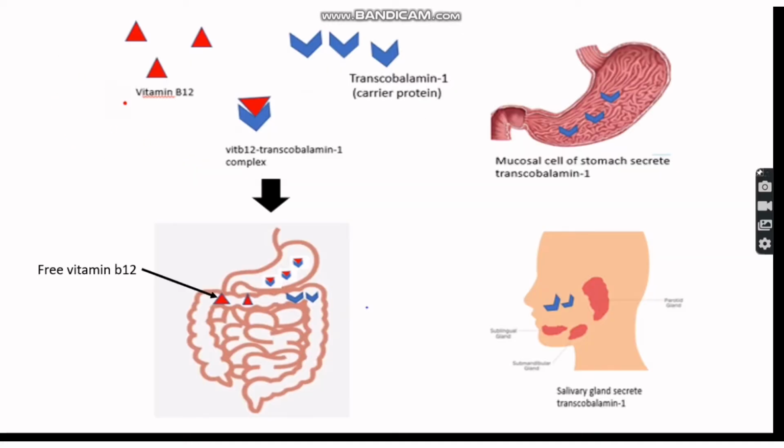So this is vitamin B12, and its carrier protein is transcobalamin 1. This carrier protein is also known as R binder or haptocorrin.